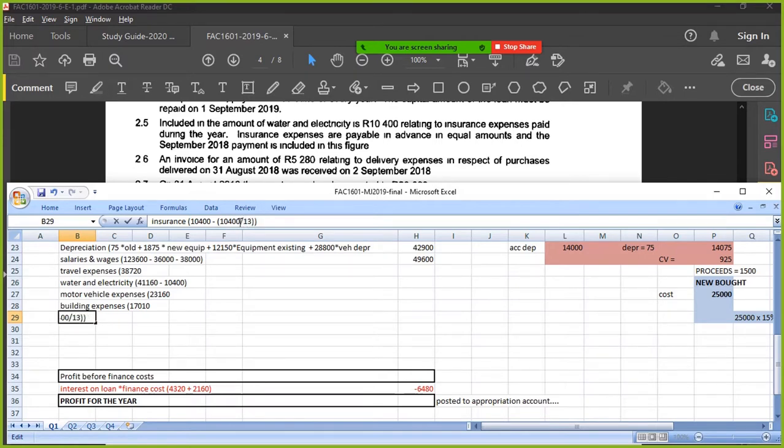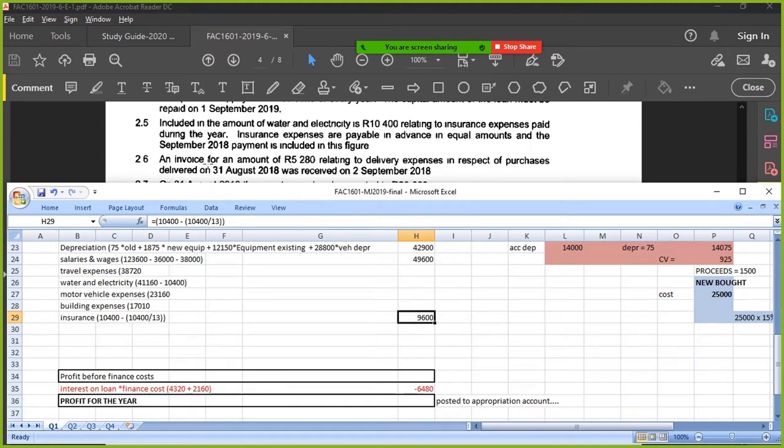Does it make sense? Yes. Okay, copy paste. 9,600 is your insurance. Take out the prepaid expense. Prepaid expense you would disclose in a statement of financial position. You're not asked for that, so you don't have to worry about it.